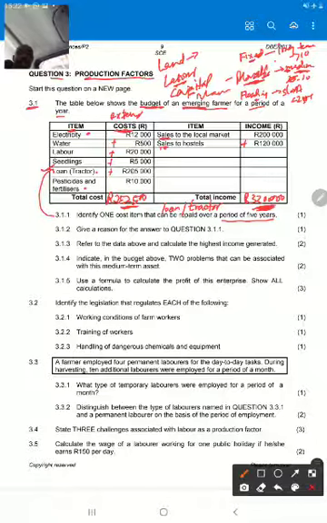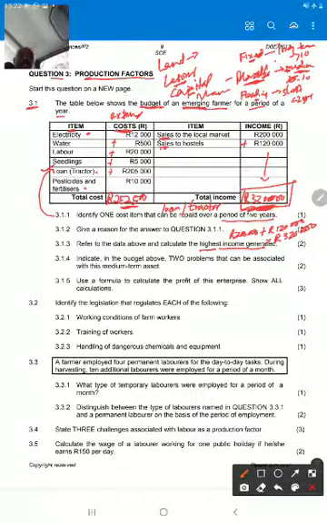Refer to the data above and calculate the highest income generated. It's easy. This is the income that this farmer generates: 320,000. But guys, if it's about calculation, you must show it. You must say 200,000 plus 120,000, and you get an answer of 320,000. So the 2 marks is for you to show all the steps. If you write only 320,000, you're going to get 1 mark. So show all your steps.